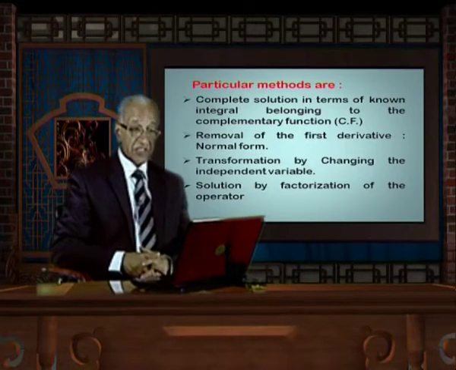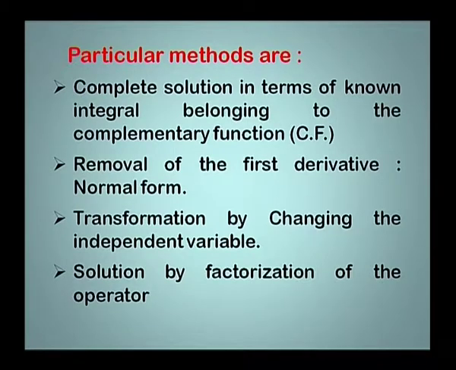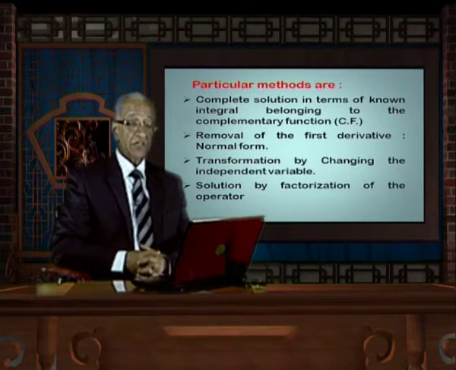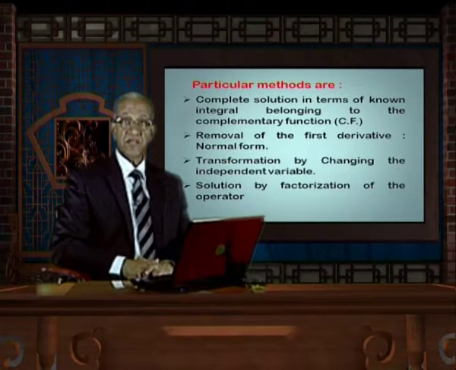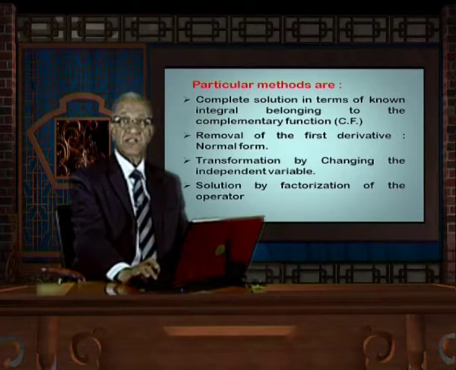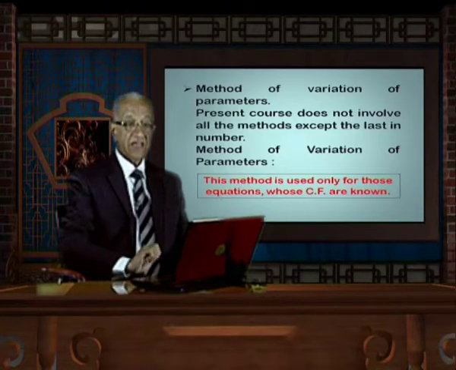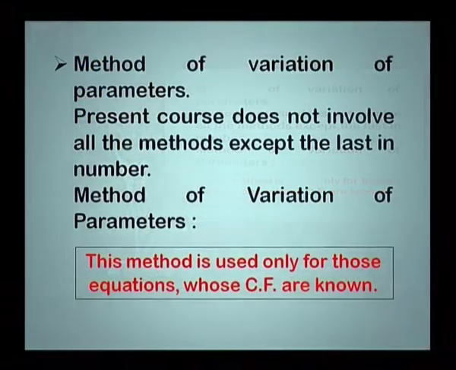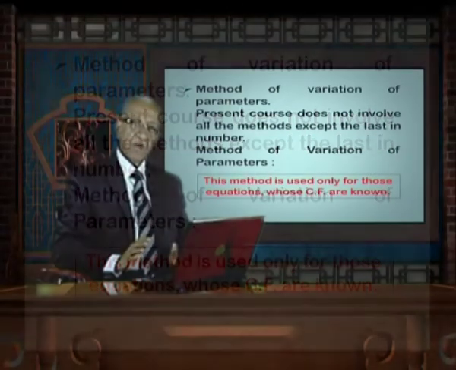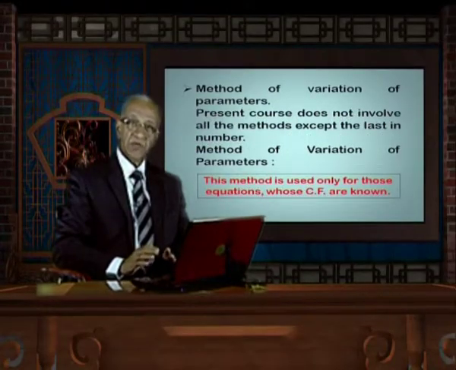Then the second method is removal of the first derivative, which we call the normal form. Then we have transformation by changing the independent variable, that is x, and solution by factorization of the operator. These four are very prominent methods that we can undertake. Then we have the method of variation of parameters. These five combined constitute very important methods.